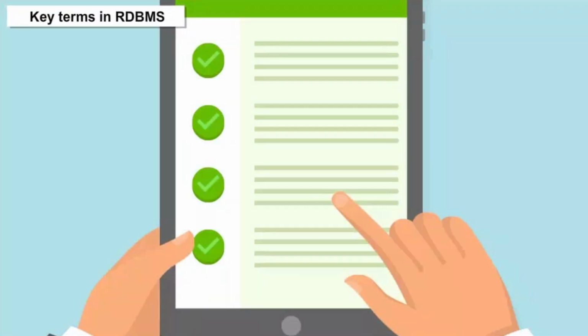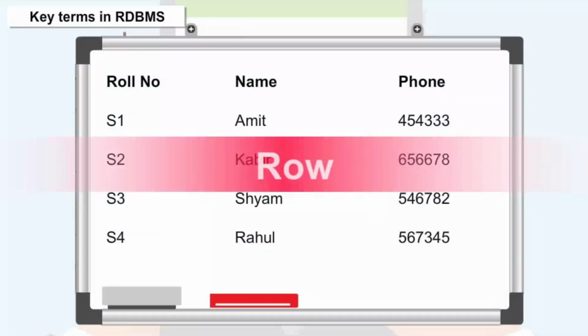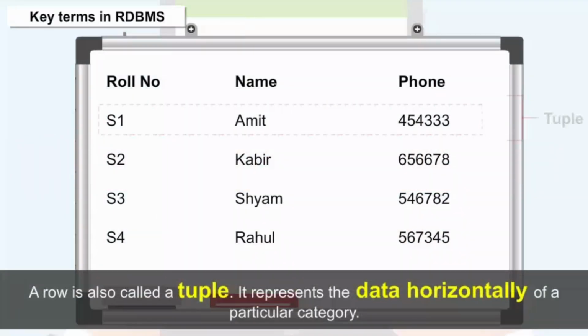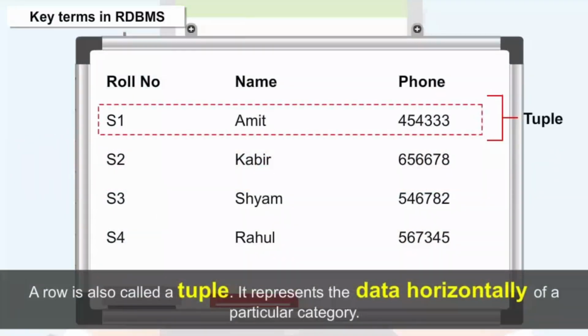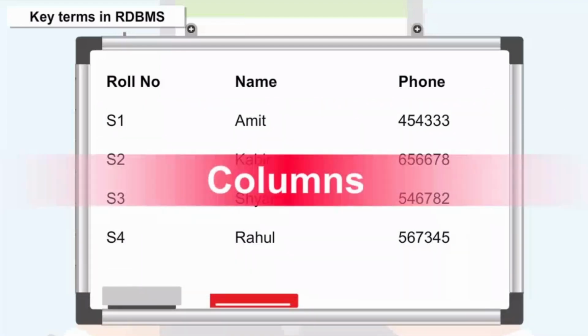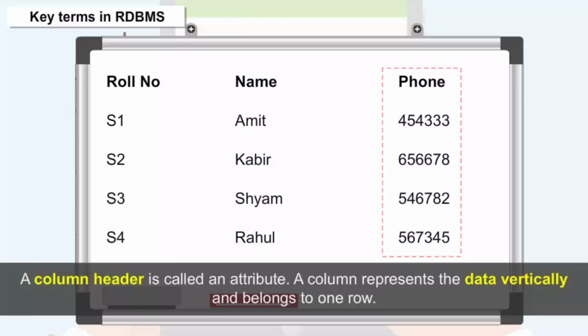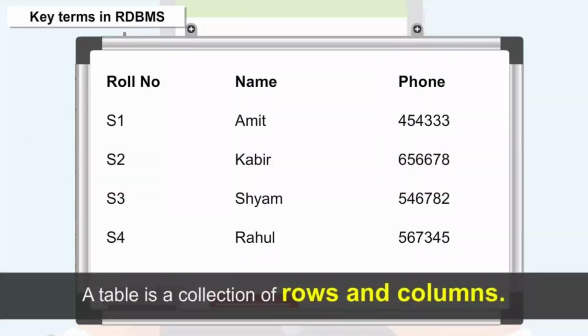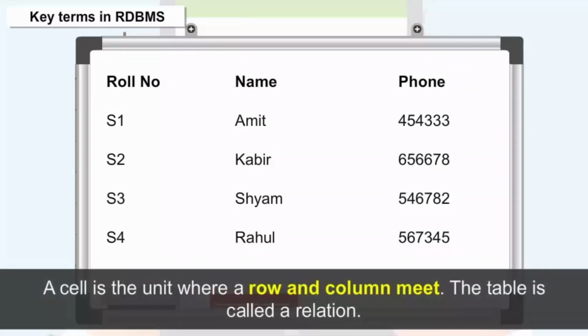Key terms in RDBMS. Row. A row is also called a tuple. It represents the data horizontally of a particular category. Columns. A column header is called an attribute. A column represents the data vertically. Table. A table is a collection of rows and columns. A cell is the unit where a row and column meet. The table is called a relation.